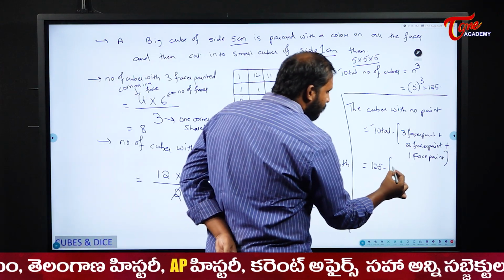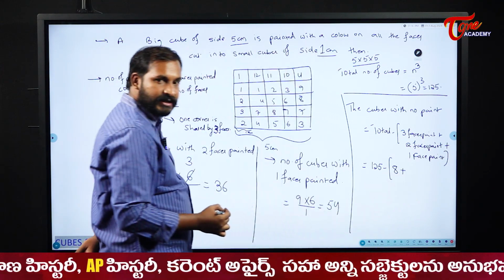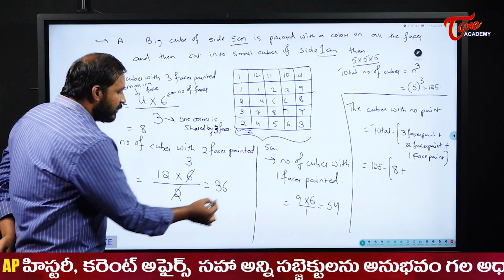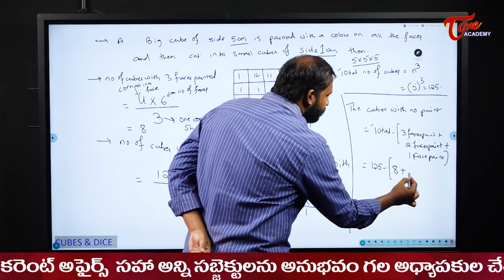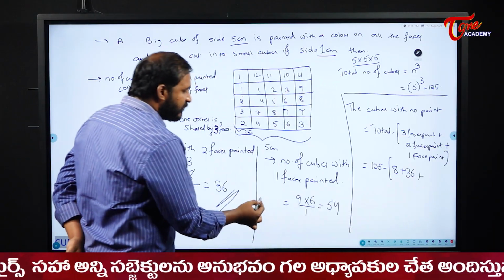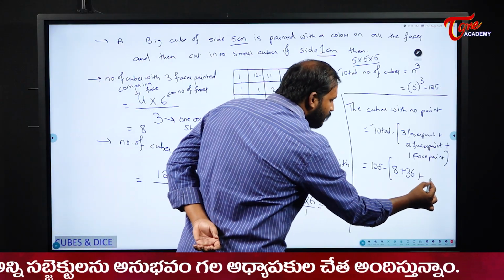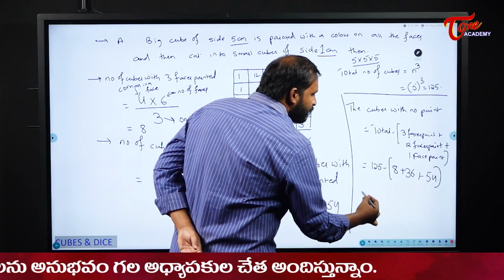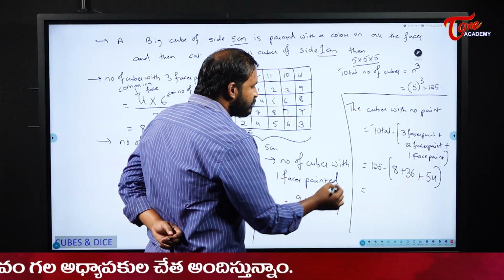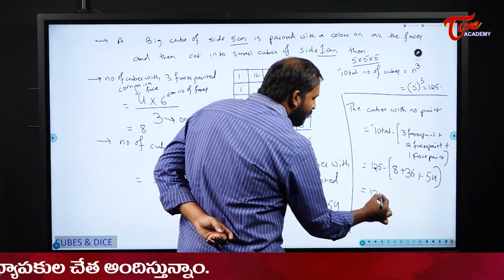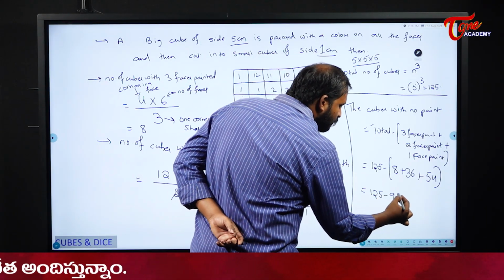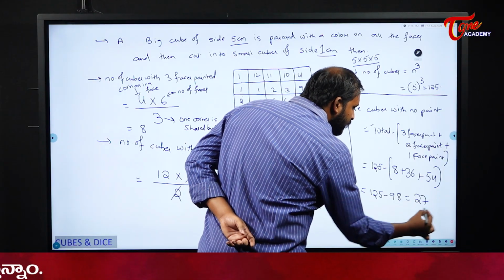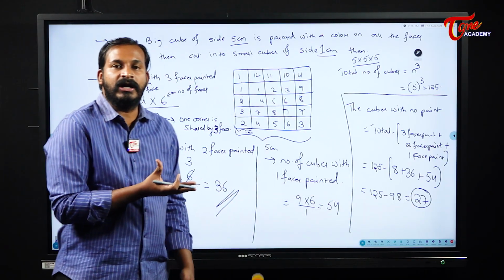So 8 plus 2 faces painted. 2 faces painted are how many in number? 36 in number. And 1 face painted are how many in number? 54 in number. So what happens to this one, students? Overall 125 minus 98. So there will be 27 cubes in the core area which will not get paint at all.